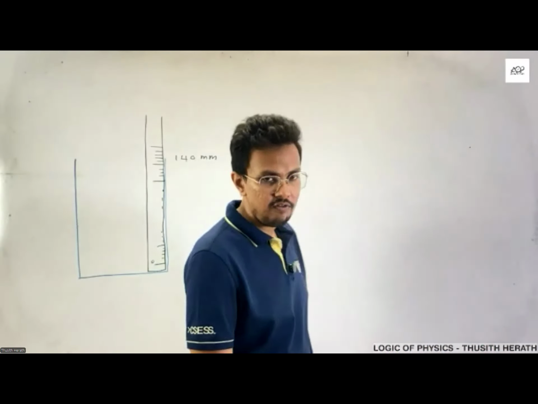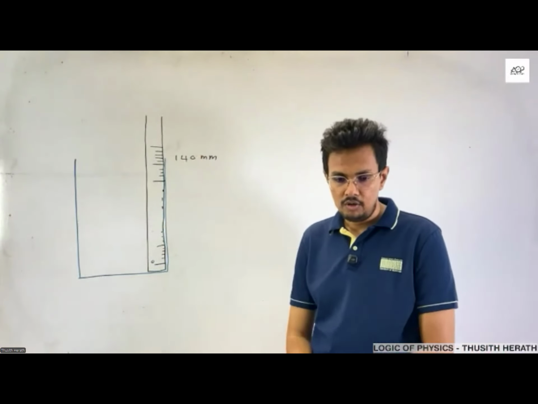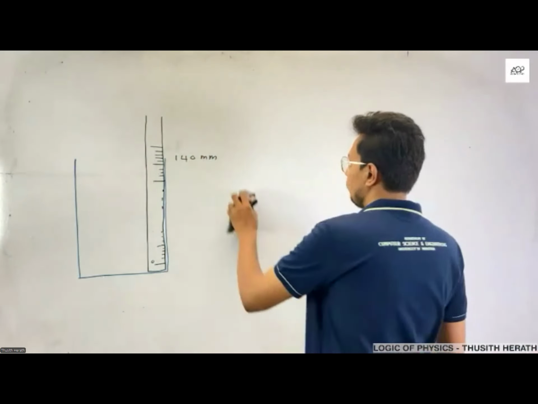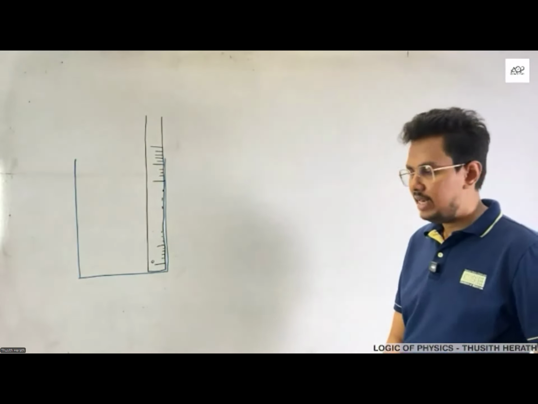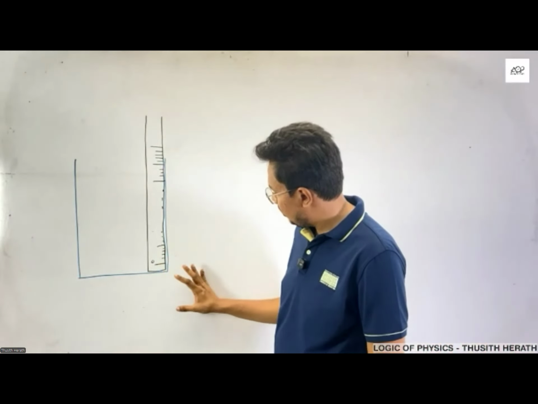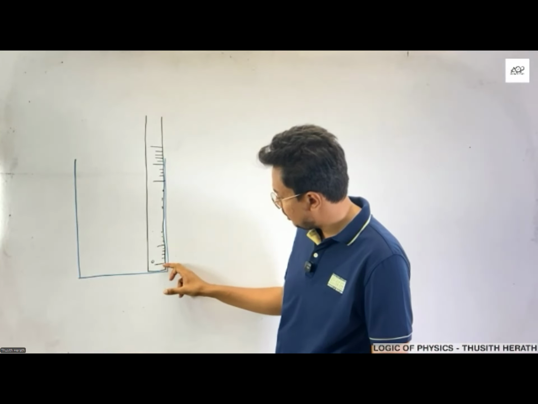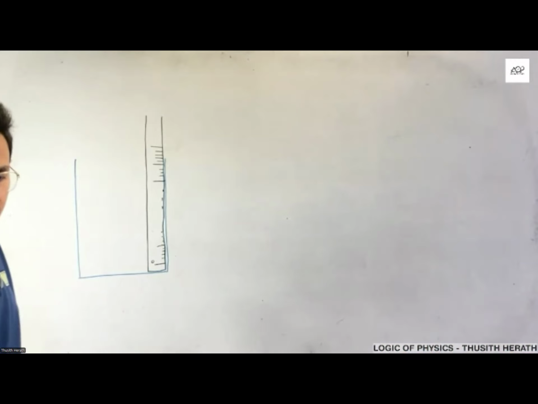In the space provided, there's a box. In that box, draw this diagram. You don't want to write this 140 millimeters. Draw this diagram, and in the diagram, clearly demonstrate that there's a gap between the edge and the 0 mark. Draw the diagram that belongs to that question.